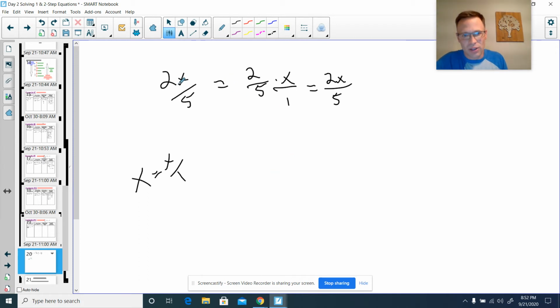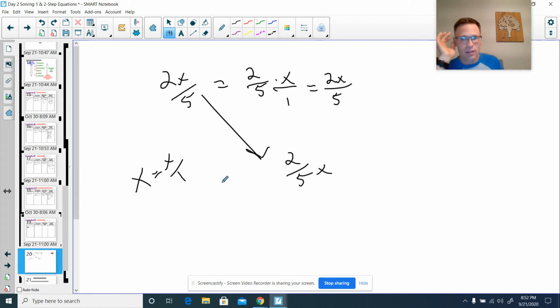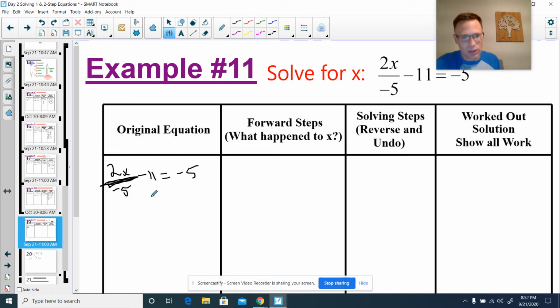And if we think of this, though, as this 2x over 5 as 2/5 x, we can actually simplify this a little bit faster. So I'll probably take you through both versions here. So let's work with this version first, and then I'll take you through the other versions. Right? So what are our forward steps, right? So what's happening to x? Well, first I would multiply by 2. Then I would divide by negative 5. And then lastly, I would subtract 11.